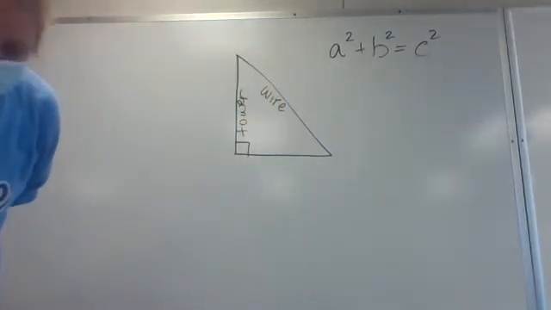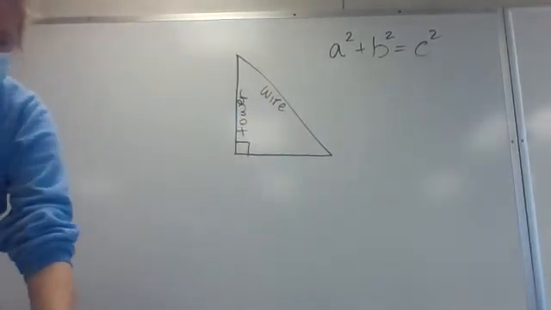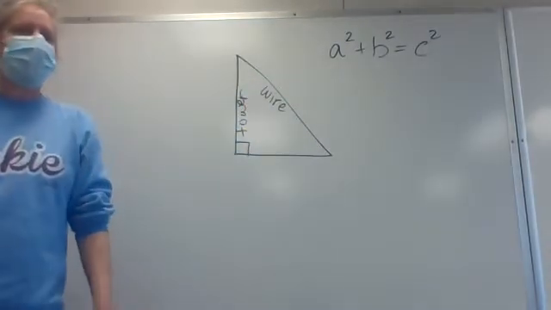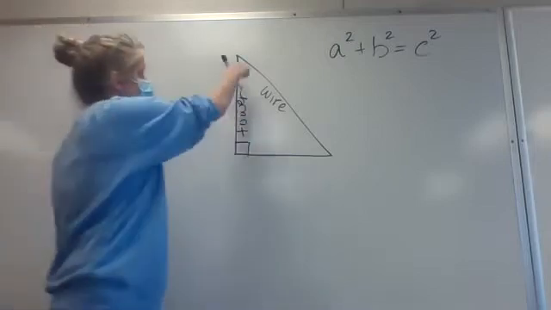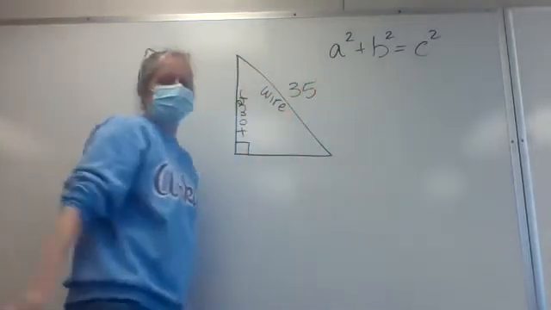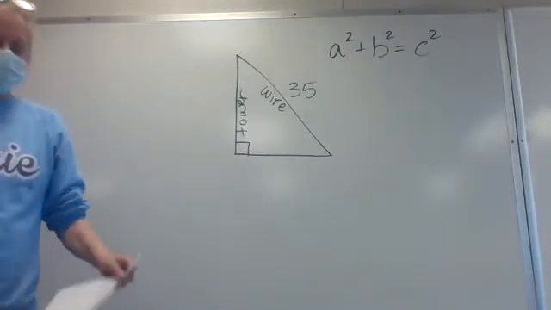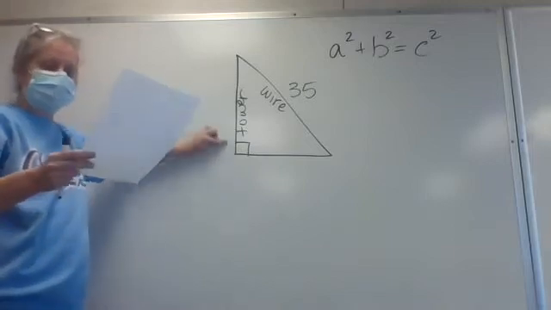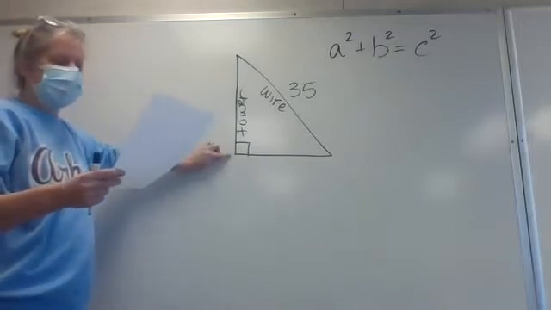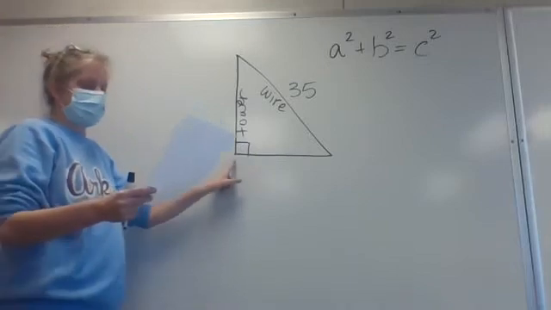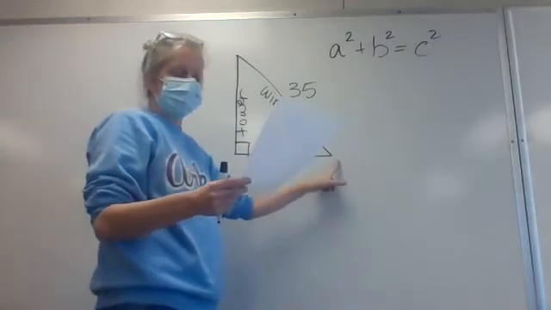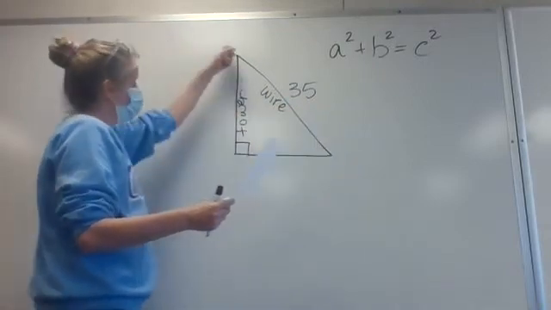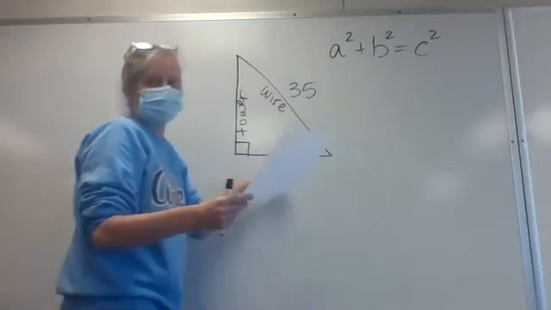Okay, the first thing it says is a wire is stretched from the ground to the top of an antenna tower. The wire is 35 feet long. So if this is my wire, I already know that that's 35 feet. The height of the tower, so here's my height of my tower, is 7 feet greater than the distance from the tower's base to the end of the wire. So there's my tower, there's my base.